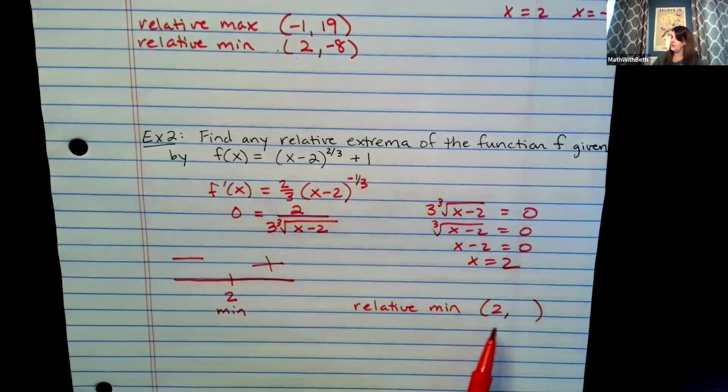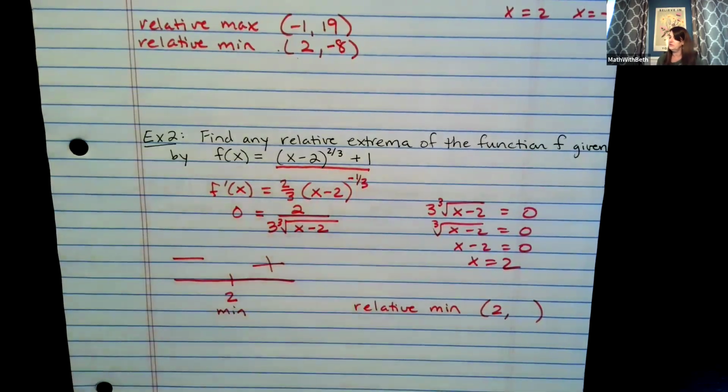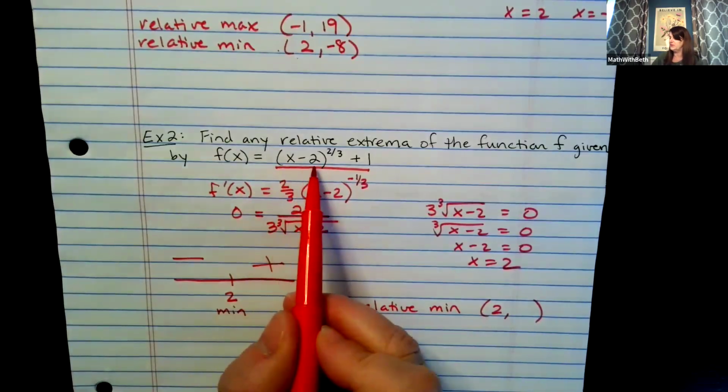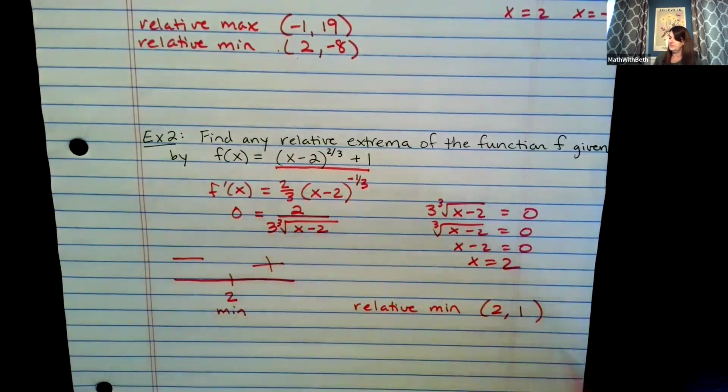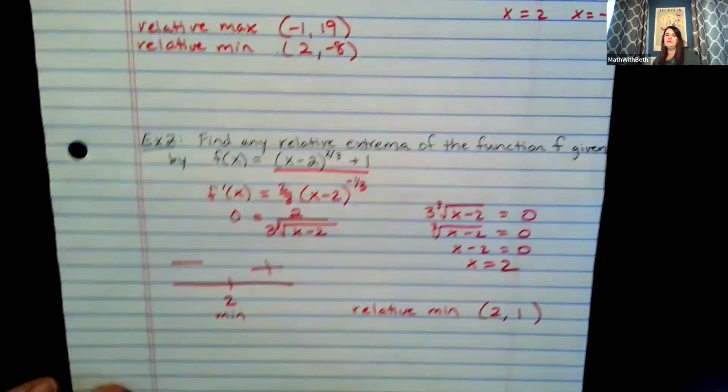And again, make sure you go back to the very original graph to plug that in. And 2 minus 2 is 0. So really I get 0 plus 1. So 1. So that is it for those.